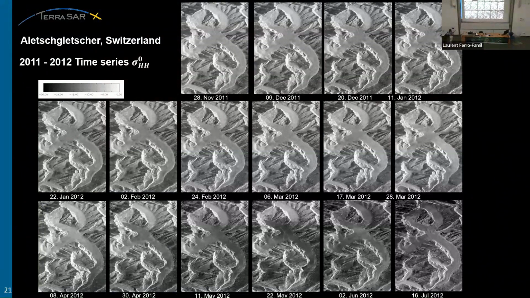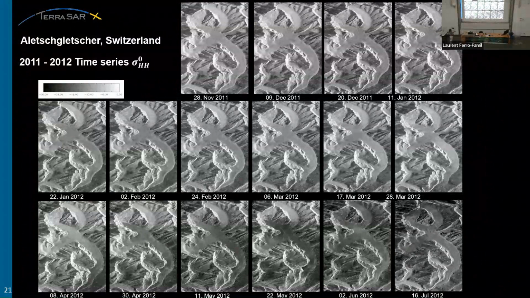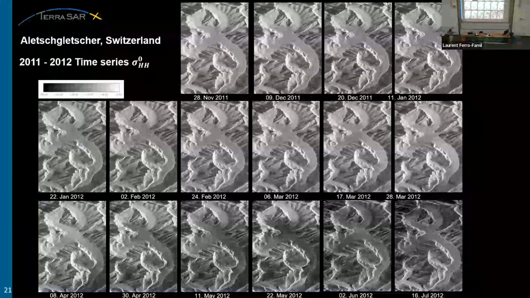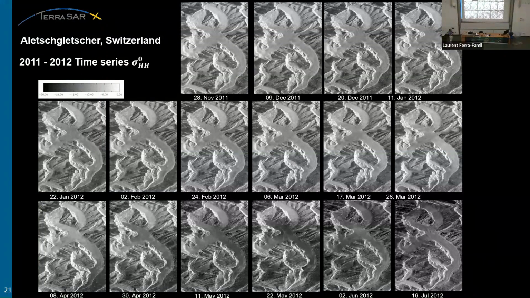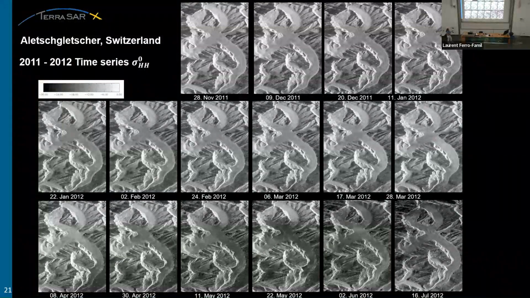You have different colors on the glacier, starting from November 2011, going to December, January, February, March, April until May. In May, June, normally we expect that we have strong melting. Normally the first snow is coming in November. This is the typical situation that we have over these alpine areas.